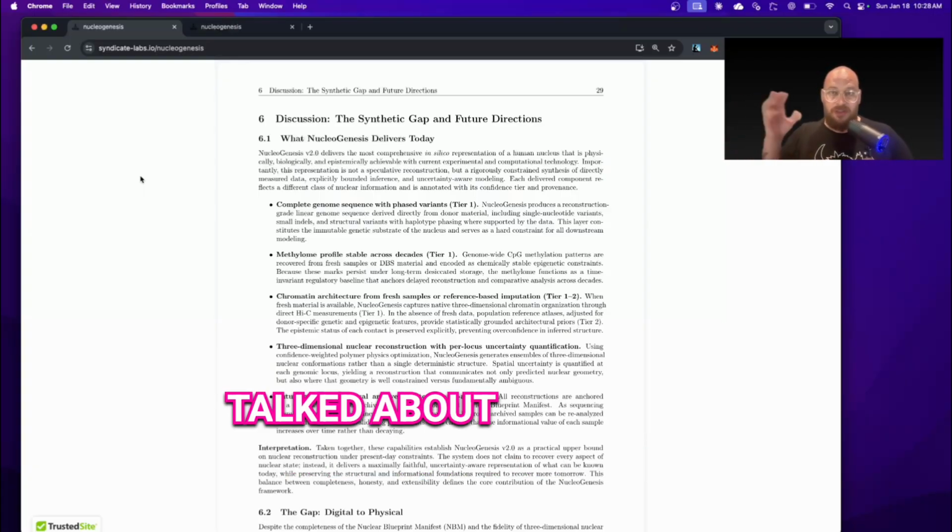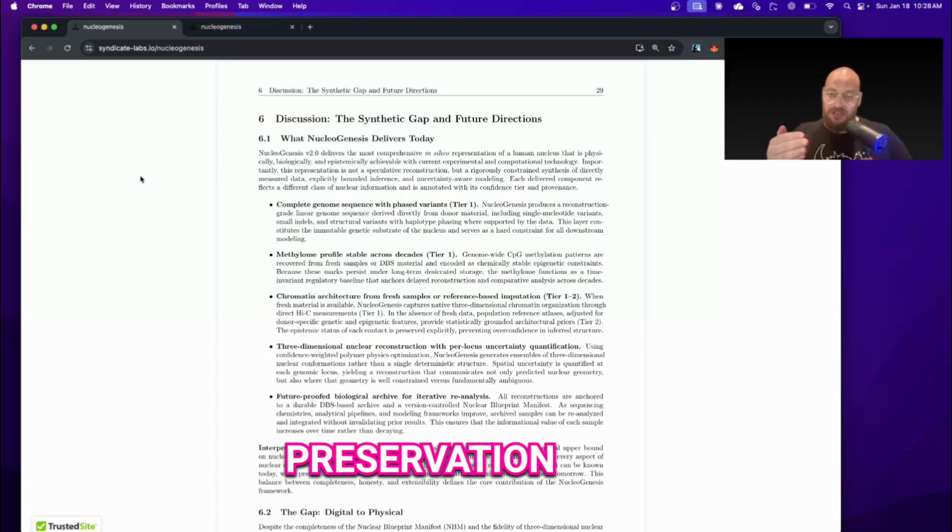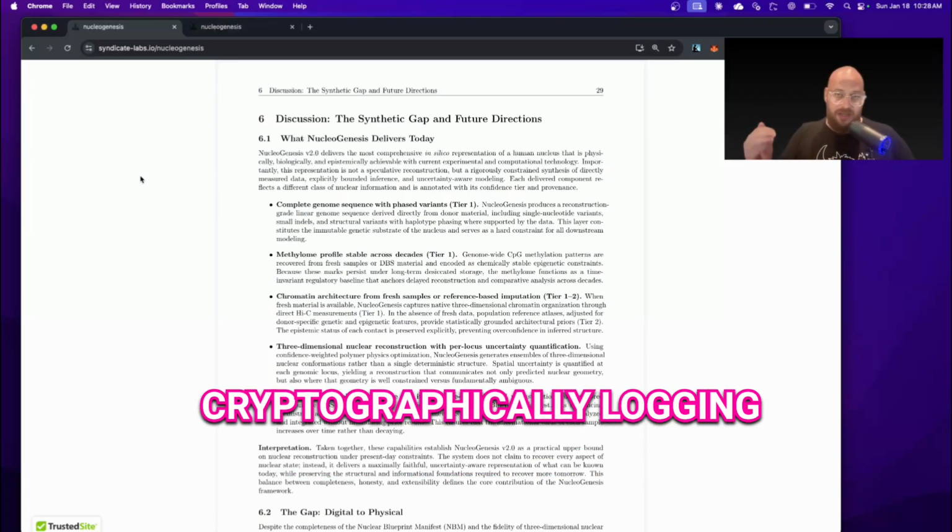First one is we talked about the nucleosampler, which is the ability to take a fresh sample, test it, archive the information or collect the information, and then also inoculate a dried blood spot card, keep that in a preservation state, cryptographically logging every step.